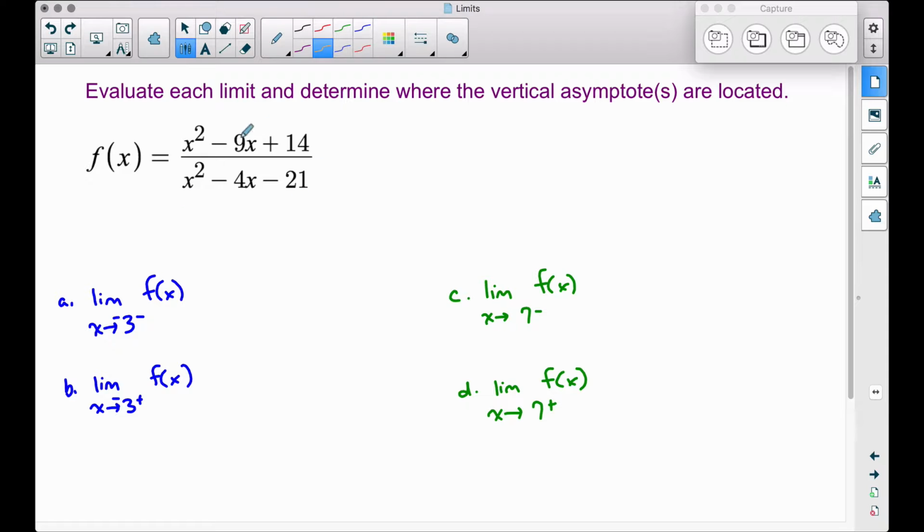We have this function f of x, and we want to evaluate each limit and determine where the vertical asymptote or asymptotes are located. So the limit of f of x as x approaches negative 3 from the left is what? Now we're approaching negative 3 from the right. And then we're also going to look at x approaching 7 from the left and 7 from the right, all of these dealing with f of x. Well, let's try plugging in negative 3 and see what we get. I'm going to check the bottom first to see if we get a 0.